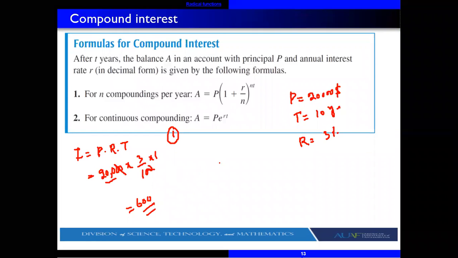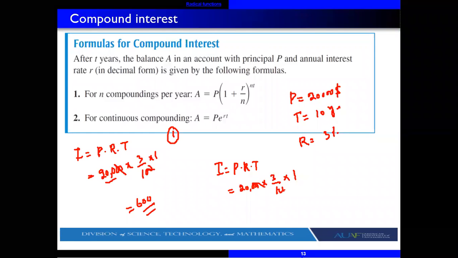Same in the second year, we have the formula I is equal to PRT. Principal 20,000 multiply with percentage 3% multiply with the second year, but 1 year.